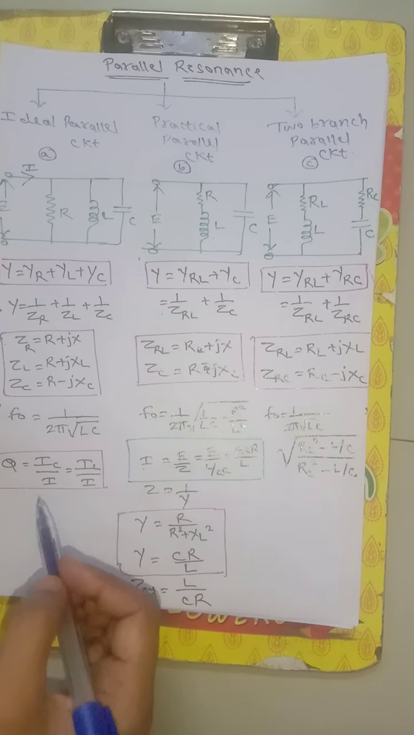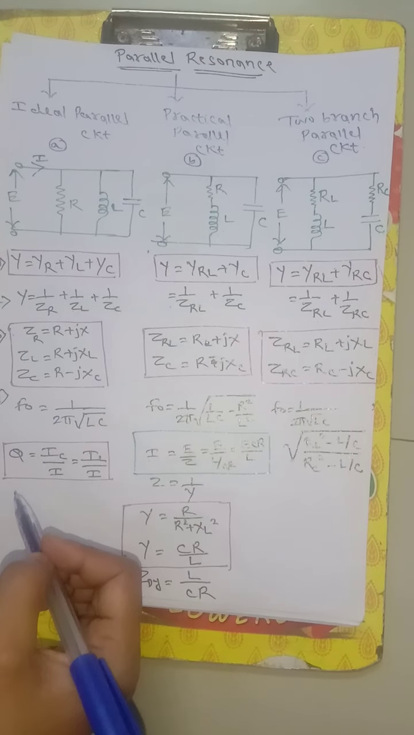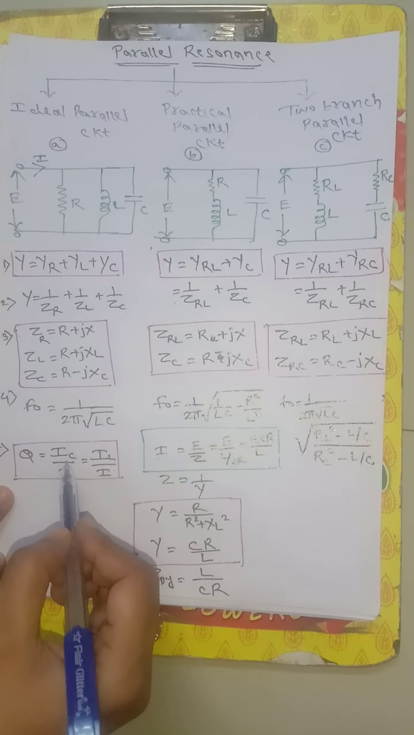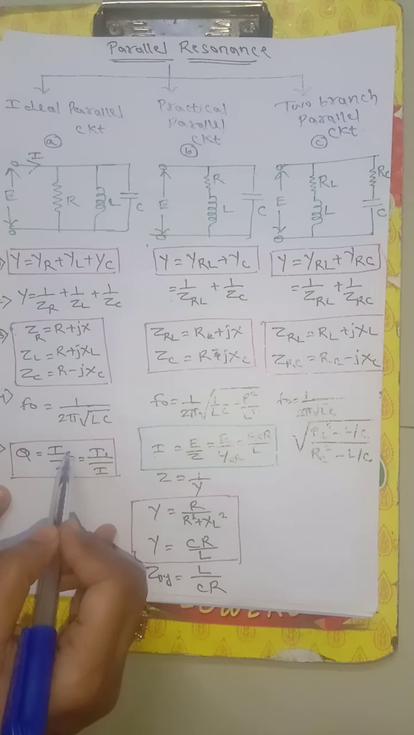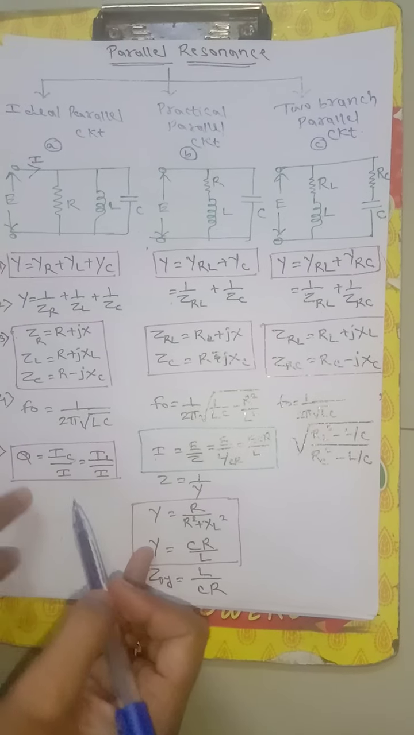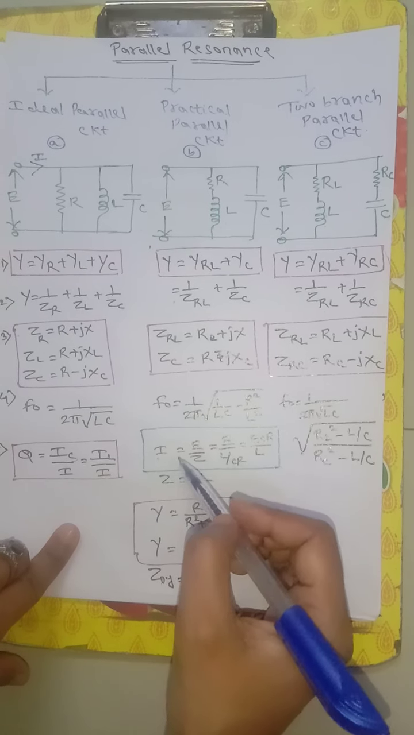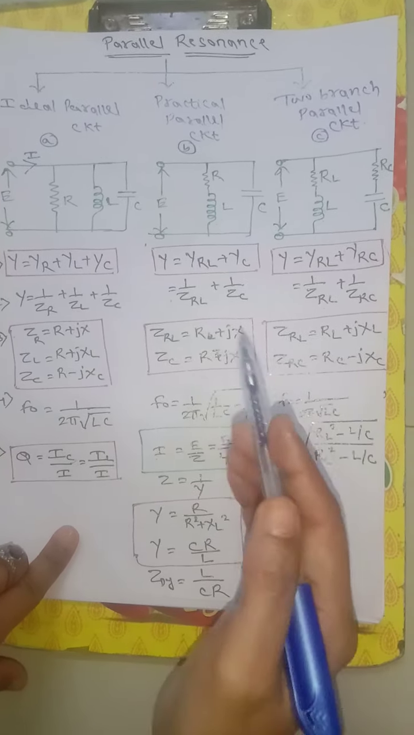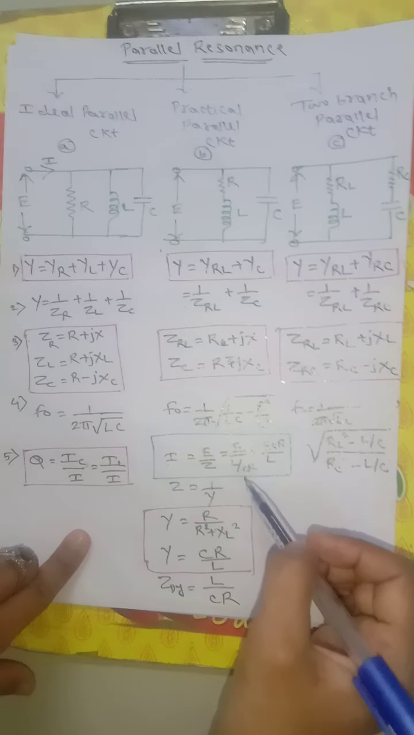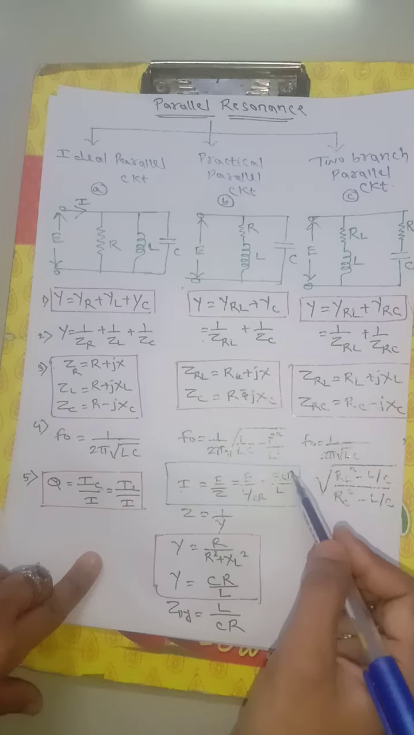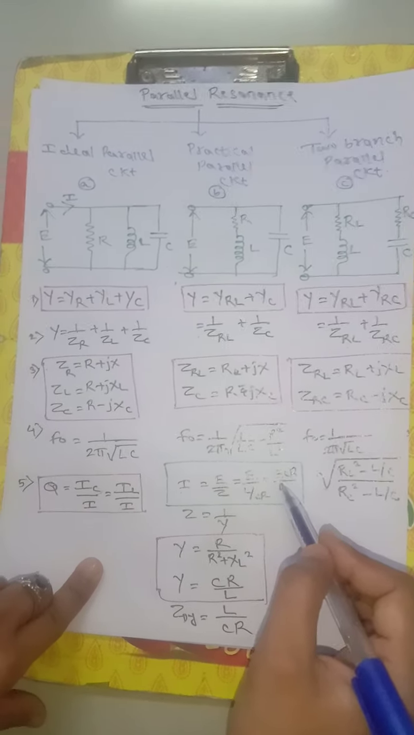Now switch towards the quality factor, or the current magnification factor, denoted by Q, which is calculated as the current flowing through the capacitor or the inductor divided by the total current. Now the current can be calculated: I is equal to V by Z, and Z depends upon the components connected here, that is L by CR, and the denominator will go into the numerator. Likewise you can calculate the current.